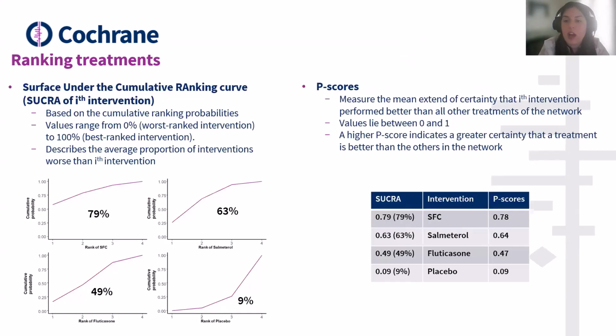P-scores measure how certain we are that a treatment performs better than the others in the network. They range from 0 to 1, with higher values indicating better performance of treatments. A higher p-score, therefore, indicates a greater certainty that the treatment is better than the others in the network. SUCRA values and p-scores are considered to be equivalent.